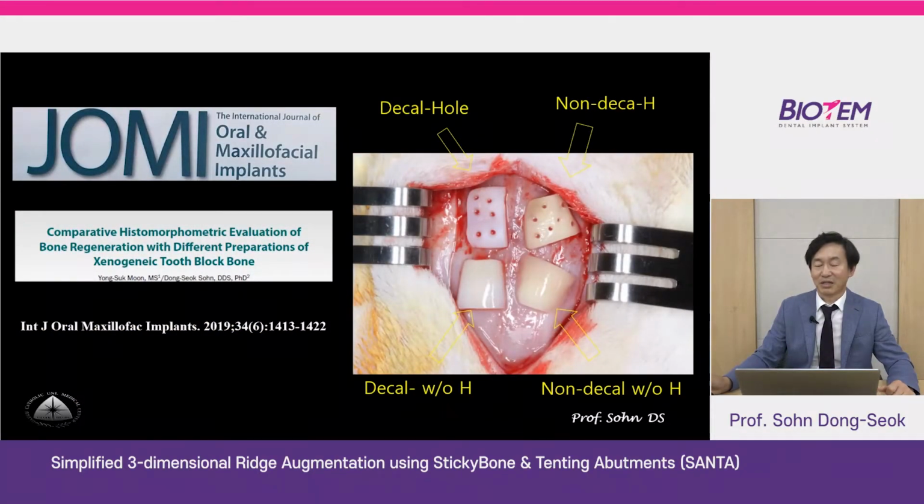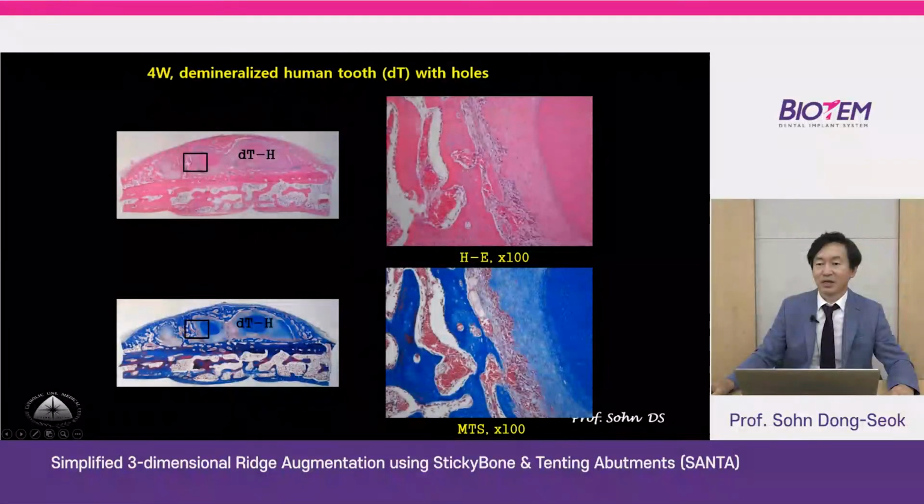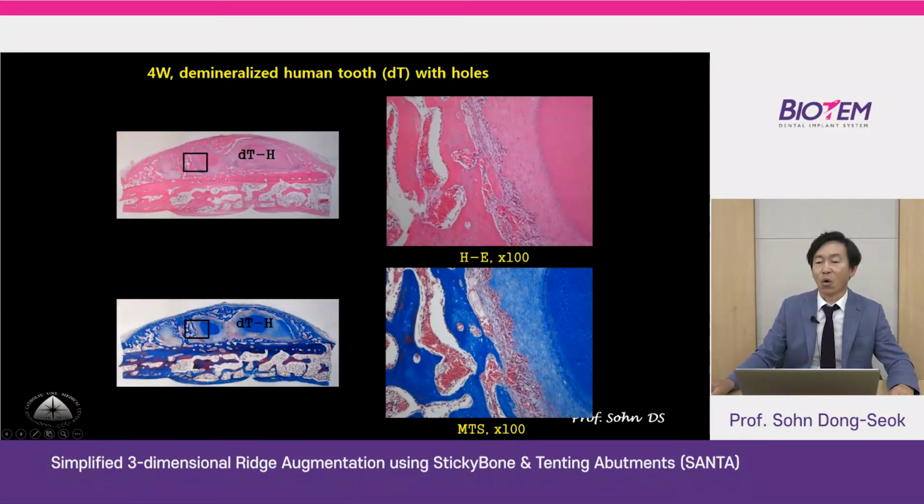This is my team. They published a study on comparative morphometric evaluation of bone regeneration with different preparation of xenogenic tooth bone block. 4 different types of tooth block were used to evaluate new bone formation. The demineralized human tooth bone with a hole shows the fastest new bone formation between the bone block and the host bone. Now you can see the excellent newly formed bone over the tooth block.